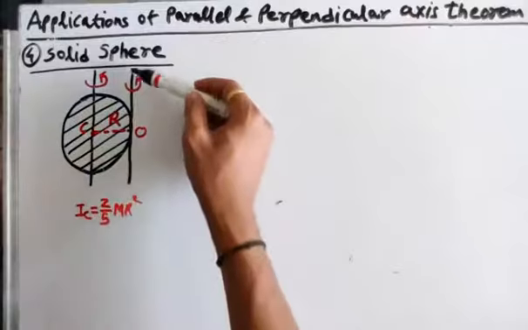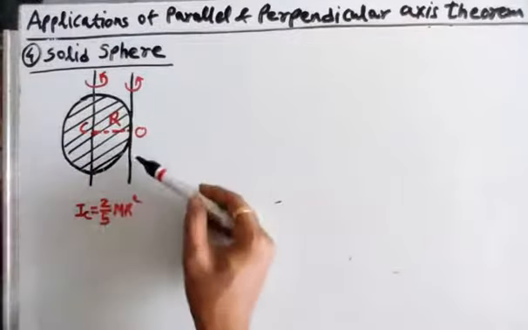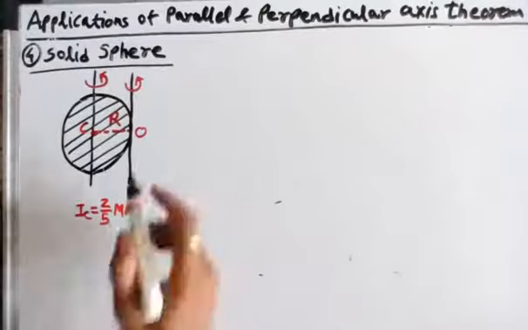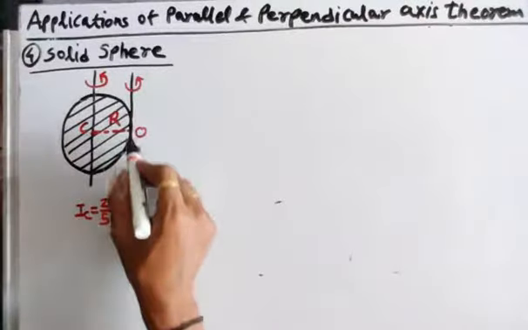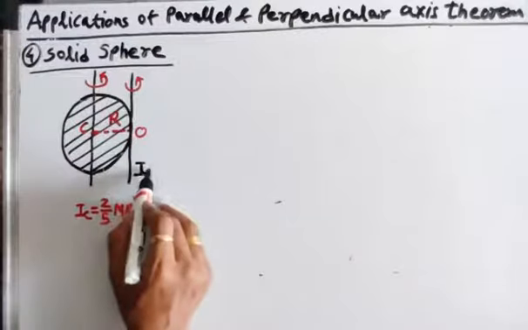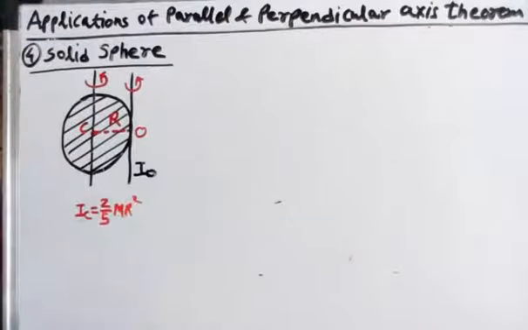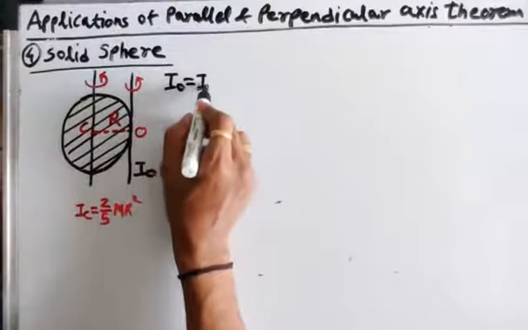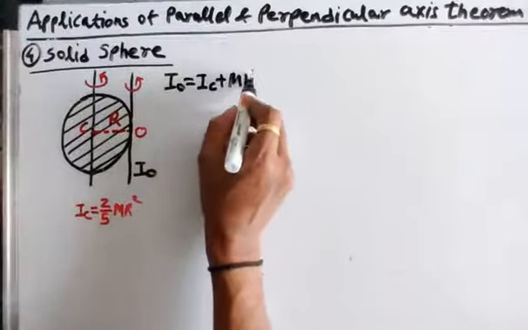Now here you can see this is the axis of rotation which is tangent to this solid sphere, passing through point O. So we can consider this as the axis of rotation passing through point O, and moment of inertia of this sphere about this axis is say Io. So we can clearly see these are the two axes which are parallel to each other. Therefore, by using the parallel axis theorem, we can write Io is equal to Ic plus mh square.